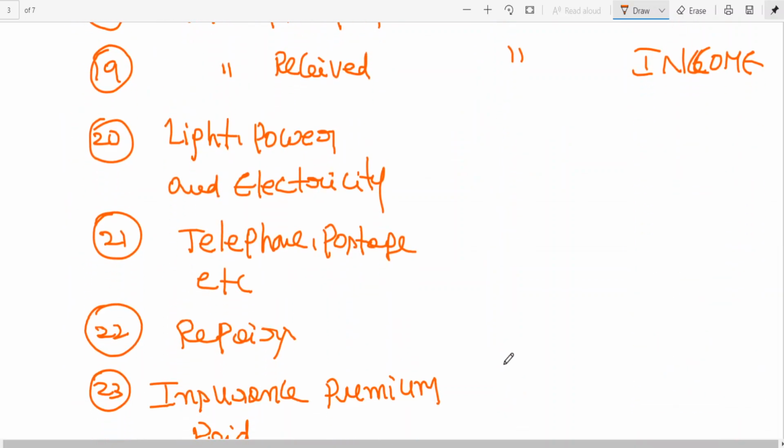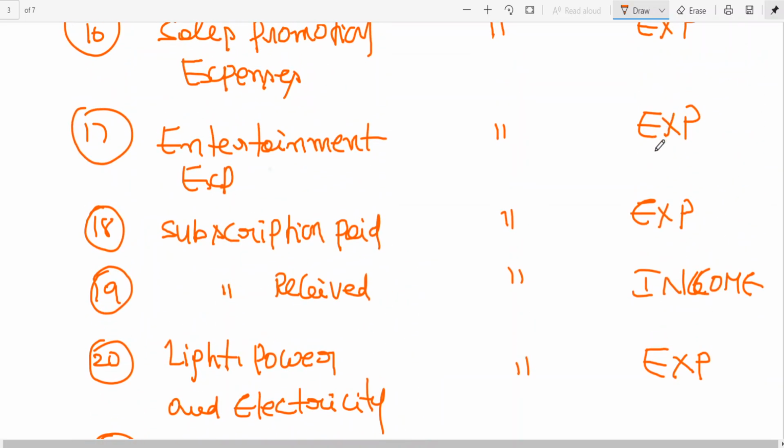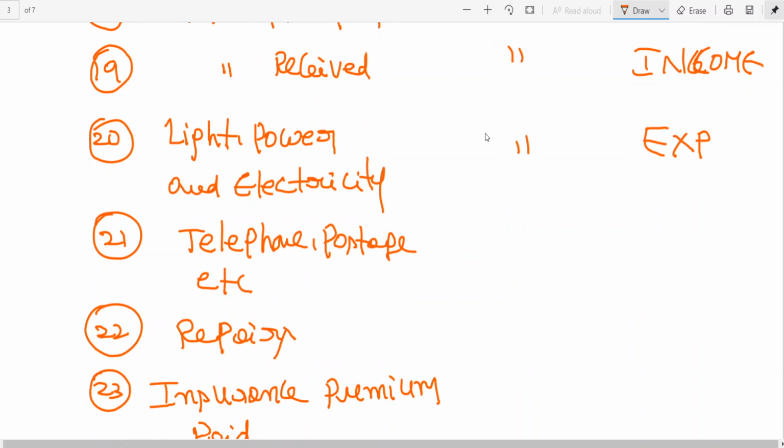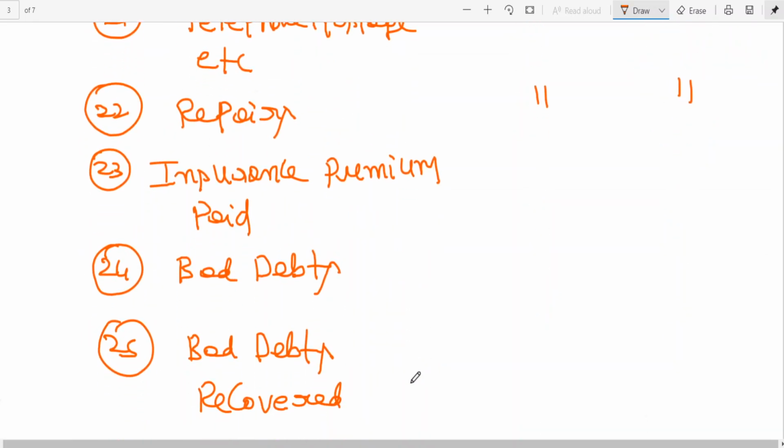Nominal account. Light, power, electricity. You need power, light, electricity for running the business. It is a nominal account, an expense. Then telephone, postage, nominal account, expense. Repairs, you know, repairs for any damage done to any product, you need to repair, and for maintenance also repairs expense will be incurred. Nominal. This is an expense.